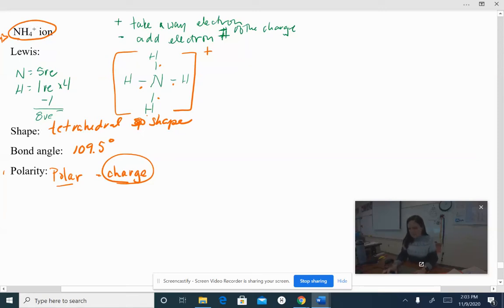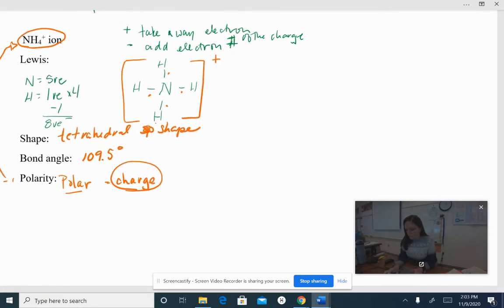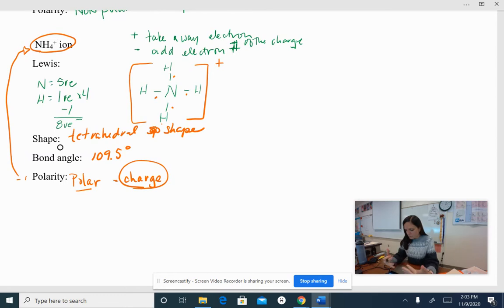All right, Honors Chem people, we are going to just go back a little bit. We got cut off when we were talking about the ammonium ion. When we got cut off, we were looking at the amount of electrons. Because we have a positive charge here, we're going to subtract one electron. So that gives us a total of 8 valence electrons.